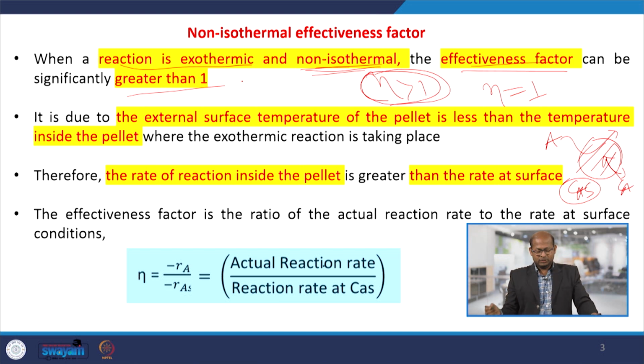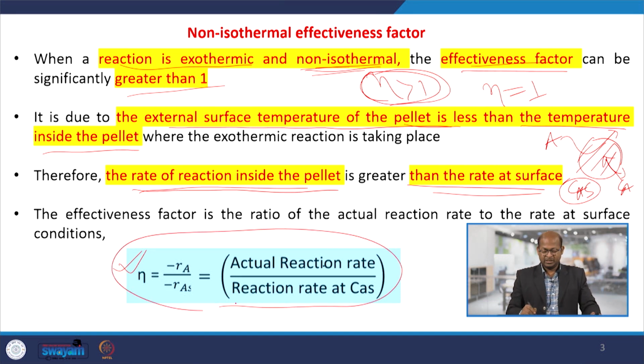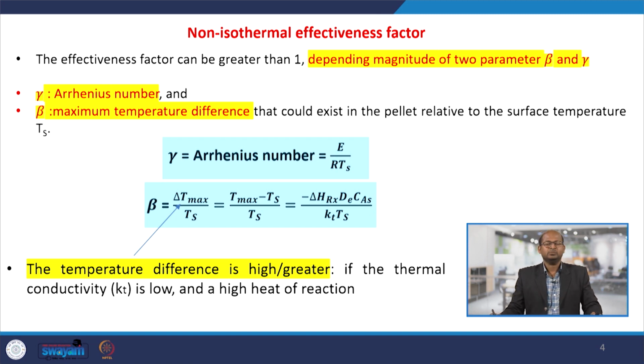When the external surface temperature of the pellet is less than the temperature inside, since the reaction is exothermic inside the pore, the temperature there may be higher than the pellet outside temperature, and the rate of reaction inside the pellet is greater than that at the surface. Then we usually express these effectiveness factors in this way. In a few cases it may be greater than 1. So, what are those cases, and how can we express that? That we will discuss.